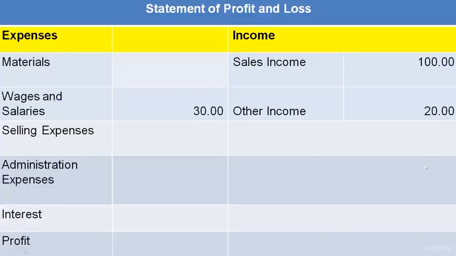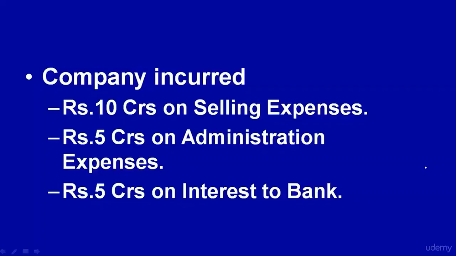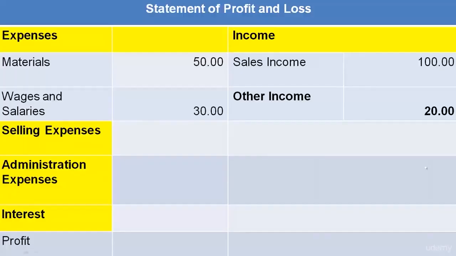Rupees 50 crores paid for material purchases for production. So you have purchased materials, and is it an expense or an income? Purchasing is an expense, so it should appear on the expense side. Materials rupees 50. That's 50 crores. And company incurred 10 crores on selling expenses, 5 crore on admin expense, and 5 crores on interest to bank. All these are all expenses, right? So they all should appear on the expense side. It's highlighted in yellow and they are here.